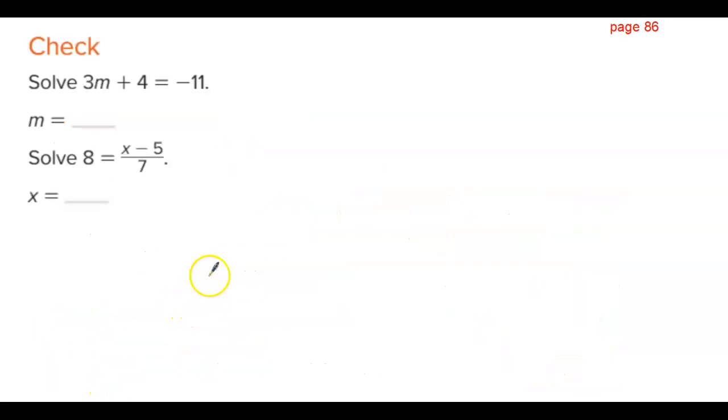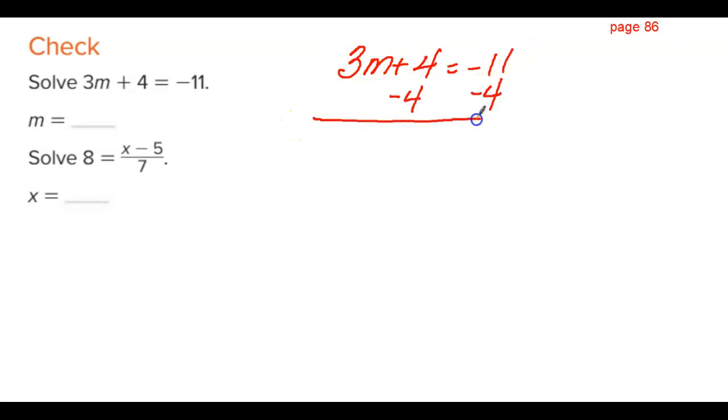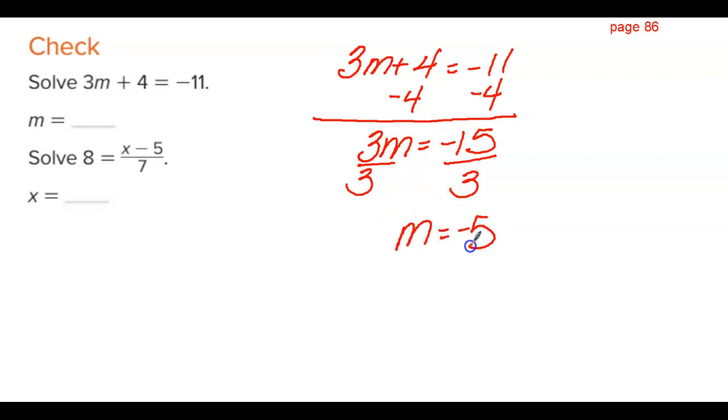Next, this is just a regular two-step equation. We have 3m plus 4 equals negative 11. We want to isolate the variable term, so our first step is to subtract 4 from both sides. We want to get rid of the number that's on the same side of the equal sign with the variable term. That gives me 3m equals negative 15. Then when I divide both sides by 3, I get m equals negative 5.